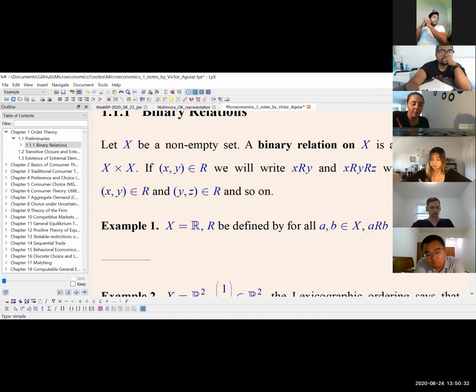Now, the second thing is about transitivity, right? So for instance, if you like $10 to $5, and you like $5 to $2, then it implies that you like $10 to $2, right? Because this order is also transitive. So this order is special in the sense that it is complete and transitive, okay?